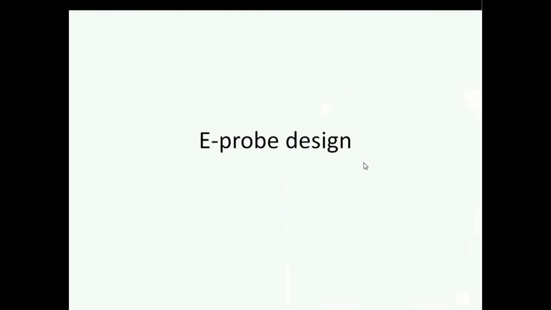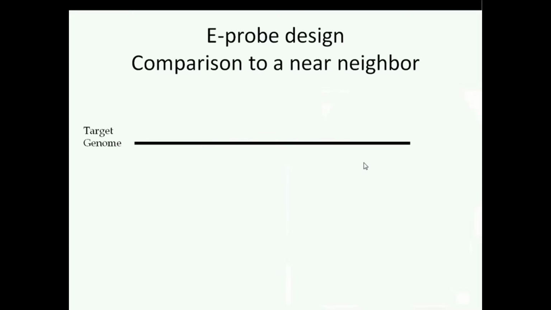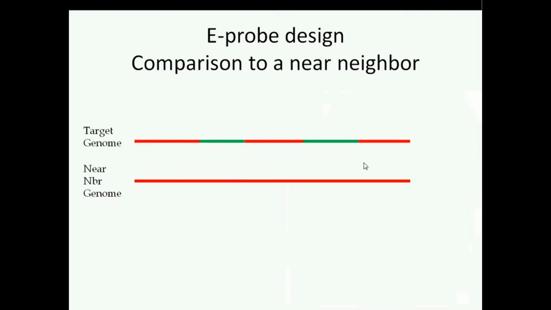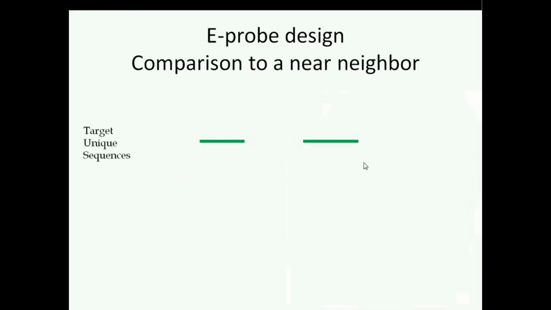So the E-probe design is a very important part of this, of course, because if you have bad PCR primers, bad microarray, your test is not going to be very accurate. So the E-probe design is somewhat straightforward. You compare a target genome of your pathogen of interest with that of a near neighbor. So if you're interested in plum pox virus, you want to find another potyvirus. Compare the two and remove anything that is similar. So you're left with the target unique sequences.